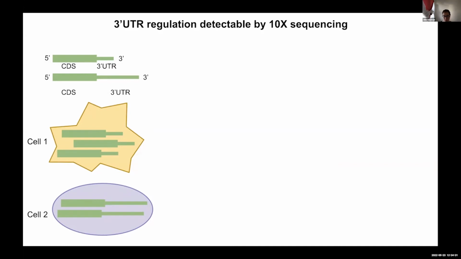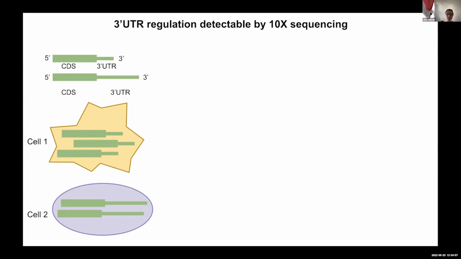But at first, I want to tell you about the regulation of 3' UTR that is detectable by 10x sequencing, because as Evan and others described, many spatial transcriptomic-based methods are analogous to, or their capture approach is analogous to, 10x capture. And so very similar methods can be applied, and I'll get to that later in the talk.